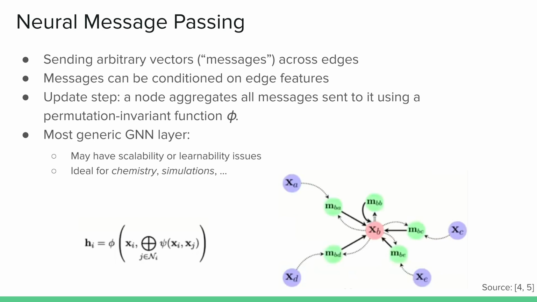A node aggregates all the messages from its neighbors, and then using a permutation invariant function phi, it would aggregate all of them together to obtain the next time step. It's the most generic GNN layer, but it might have some scalability issues or even some learnability issues, but it's ideal for chemistry or some simulations because it can reflect information that is stored in the edges, which before that was not that easy.